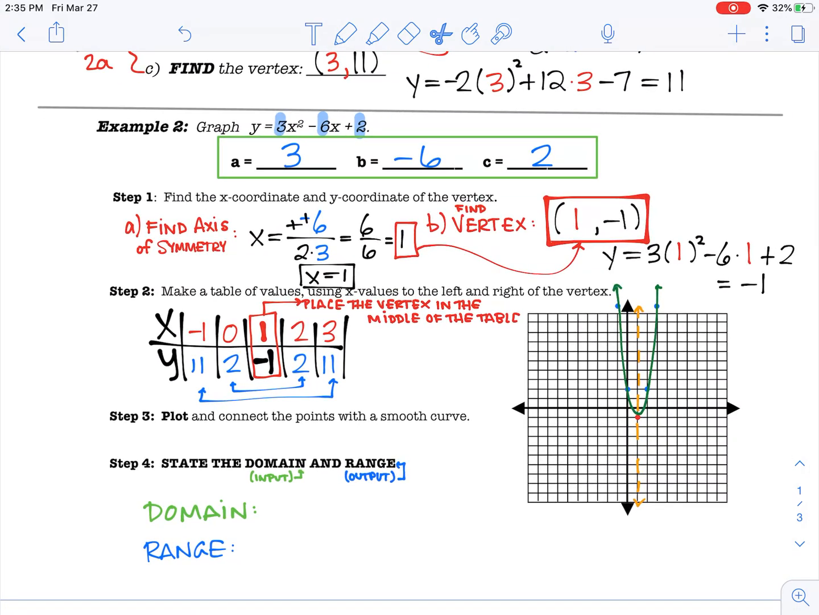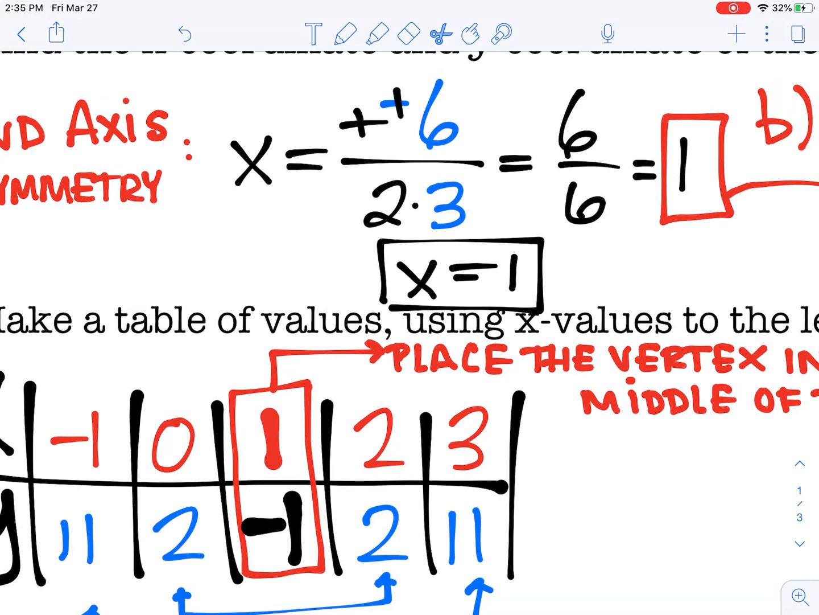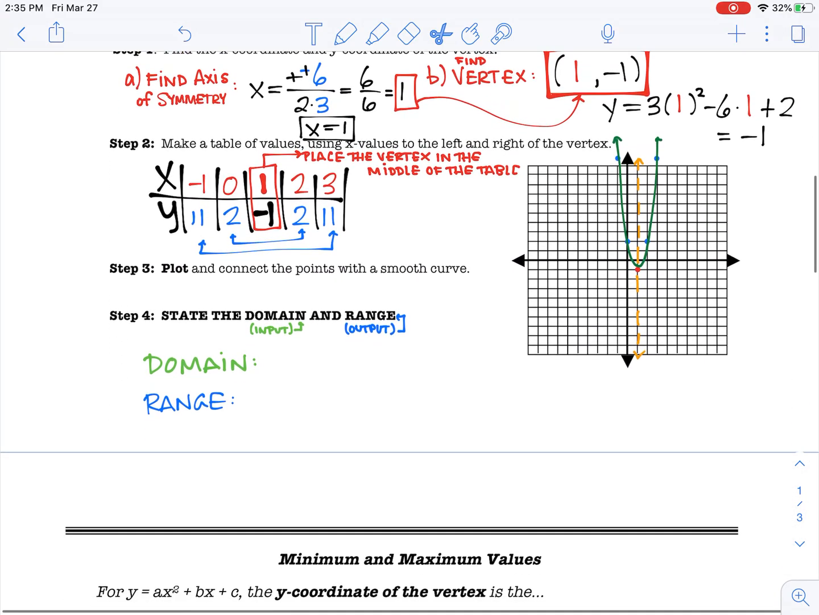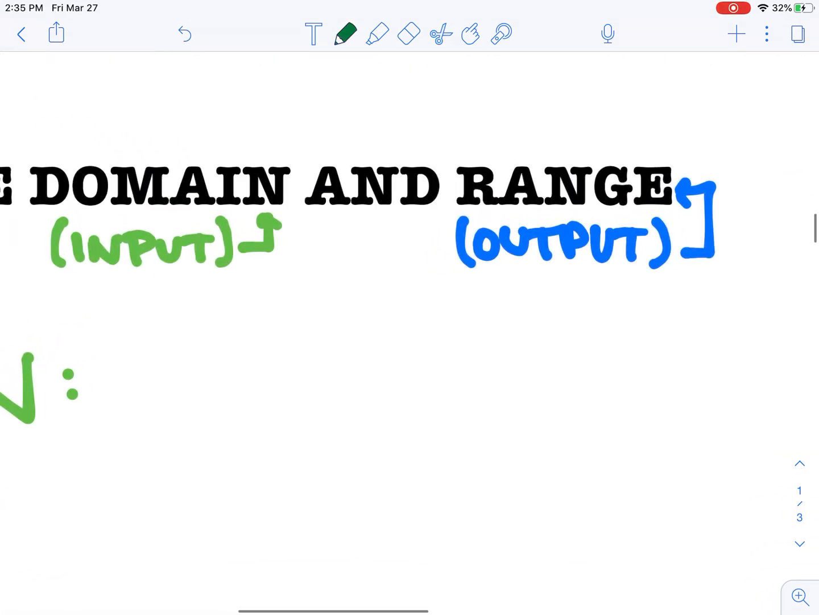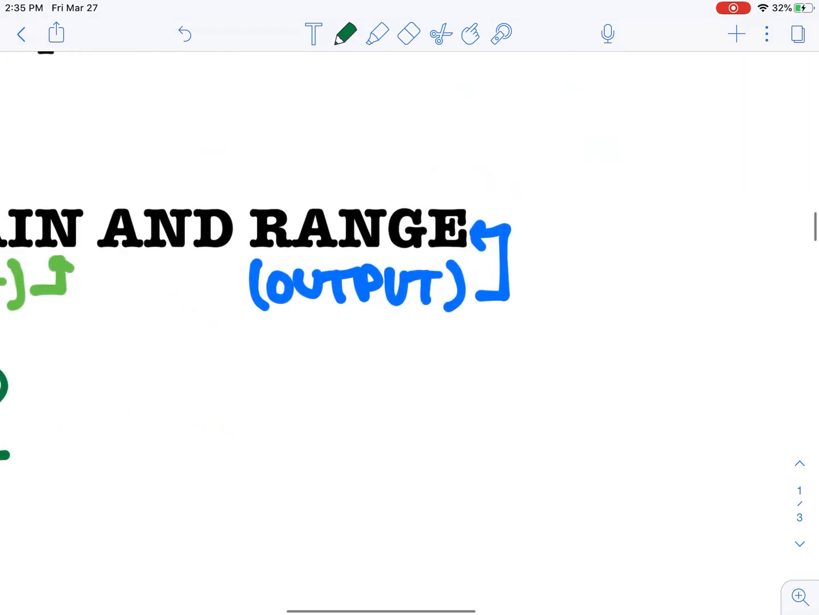Now in the homework, I don't have you state domain and range, but I would like to discuss it so that we can be aware of how it relates. So remember, domain is our input. So we want to be very specific. The 5 numbers we chose were -1, 0, 1, 2, and 3. However, the question becomes, what numbers could we have placed there? And for a parabola, that answer is all real numbers. So remember, that's this symbol here. So the domain of this graph is all real numbers.